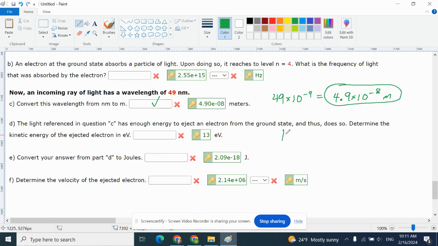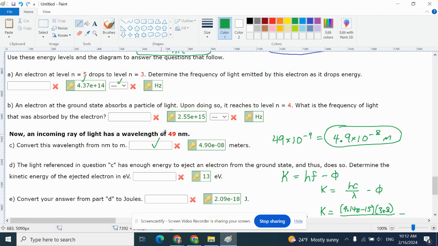Okay. K equals HF minus the work function. I am going to use instead K equals HC over lambda since I have the wavelength. The kinetic energy is what I'm solving for. H 4.14 E negative 15. C is 3E8. Wavelength is 4.9 E negative 8. Ground state's the lowest level, so that's 12.3.